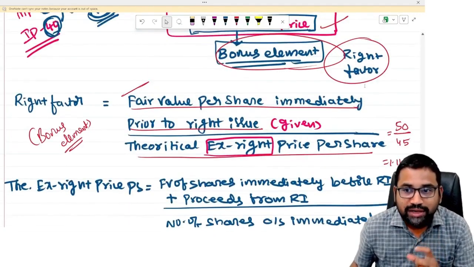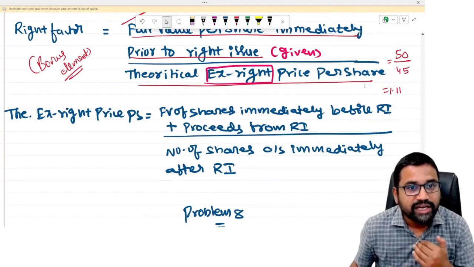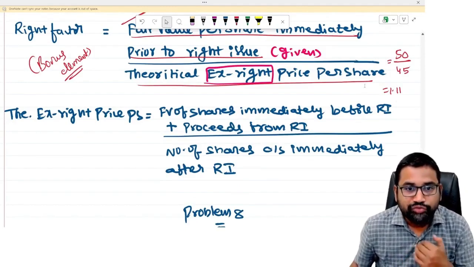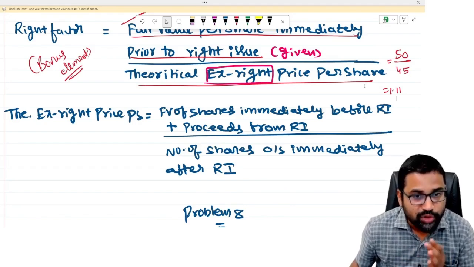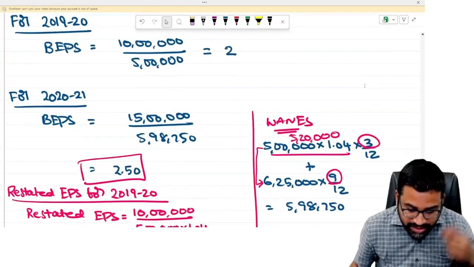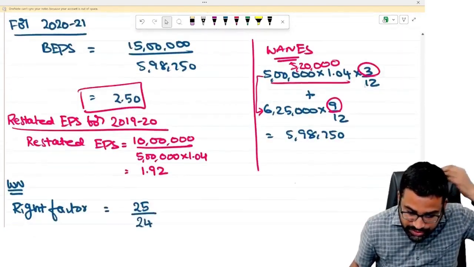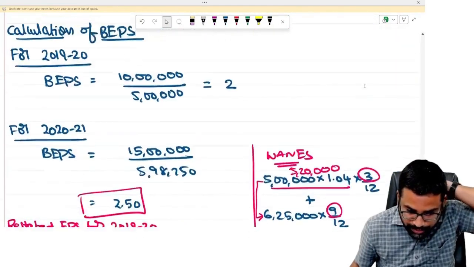And that bonus element, how to calculate? Fair value per share immediately before rights issue divided by theoretical ex-rights fair value per share. How to find out ex-rights fair value per share? Fair value of shares immediately before rights issue plus proceeds from rights issue, divided by number of shares outstanding immediately after rights issue. See, there is one question also relating to this. So please calculate it. Okay, please do it.